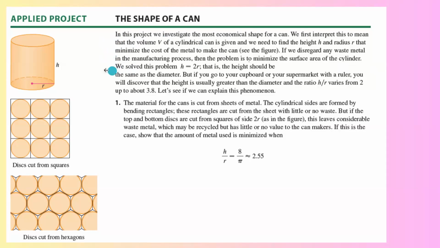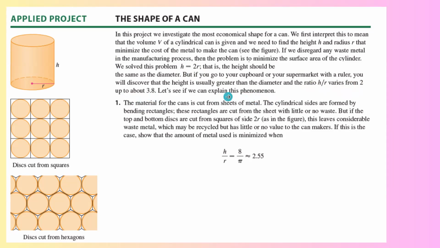In the previous example, everything was nicely written and H became 2R. But if you go to a supermarket and use a ruler, you can basically see H divided by R. This ratio is not exactly 2. It varies from 2 up to 3.8.